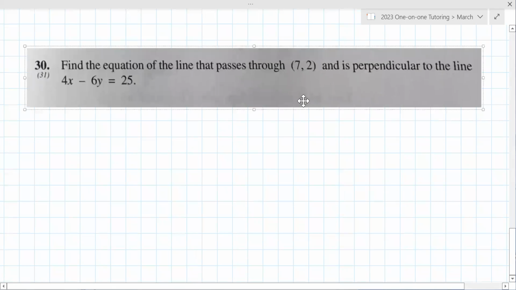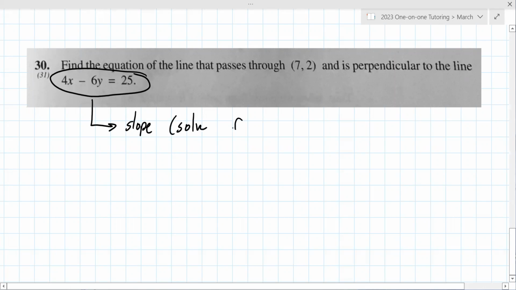All right. Find the equation of the line that passes through the point 7, 2 and is perpendicular to the line 4x minus 6y equals 25. So we've got to first take this given equation and find its slope, which means you need to solve for y. Could you do that for us? Could you get the slope of this equation? All right.